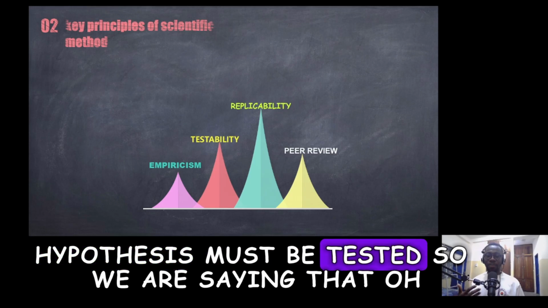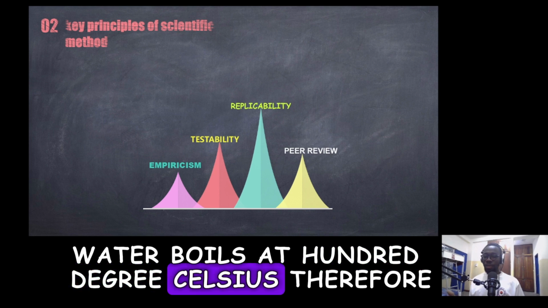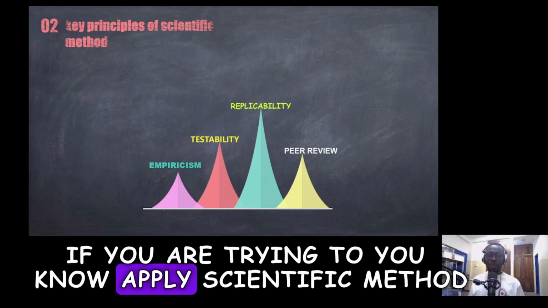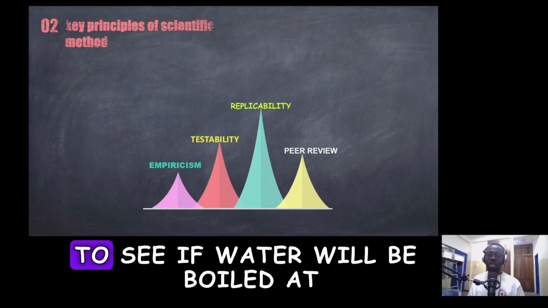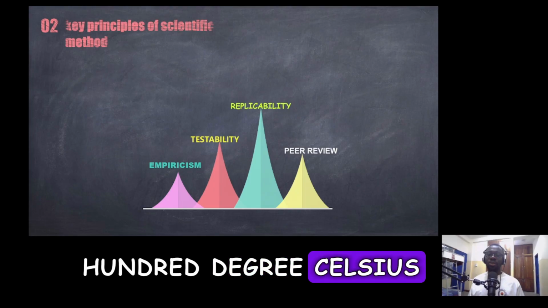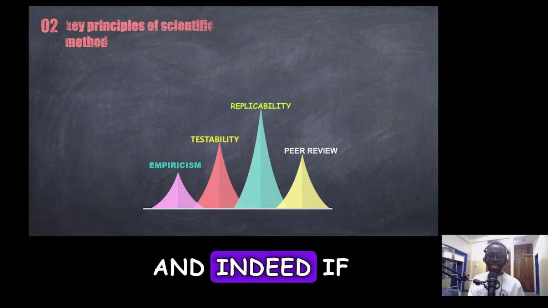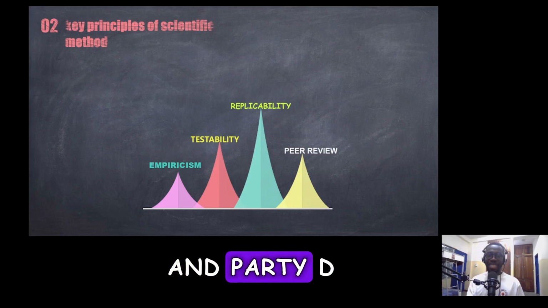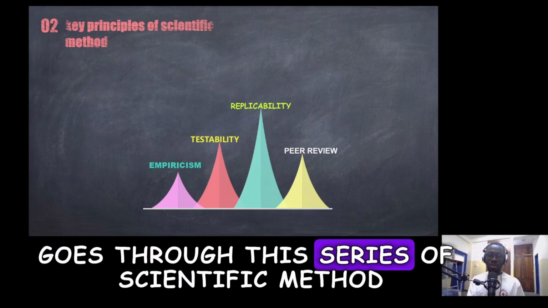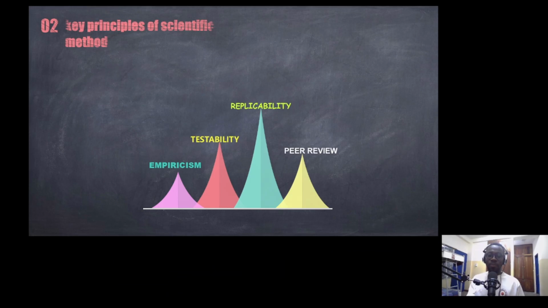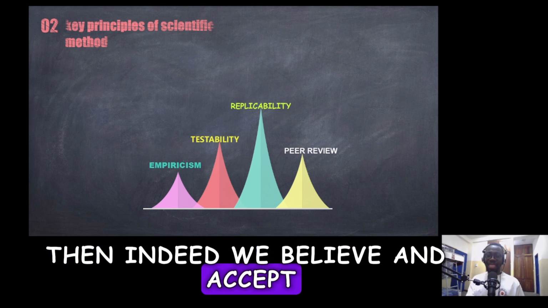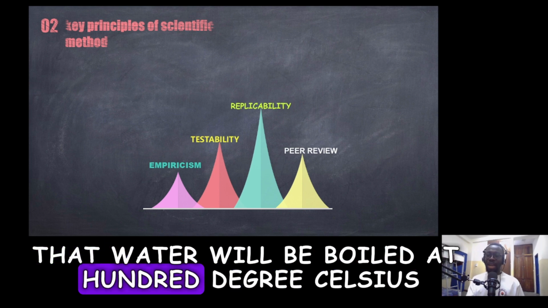Hypothesis must be tested. So we are saying that water boils at 100 degrees Celsius. Therefore, if you are trying to apply the scientific method, you also have to test it to see if water will boil at 100 degrees Celsius. And indeed, if party A, party B, and party D go through this series of scientific method and find out that water boils at 100 degrees Celsius, then indeed we believe and accept that water will boil at 100 degrees Celsius.